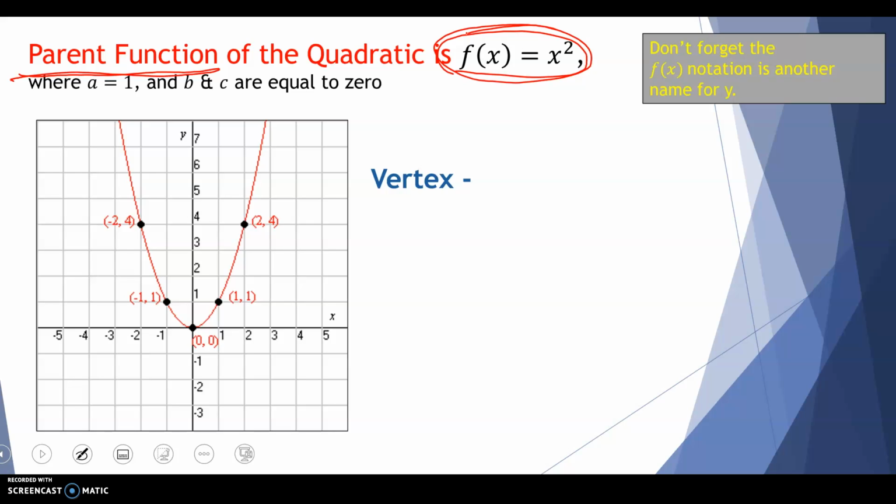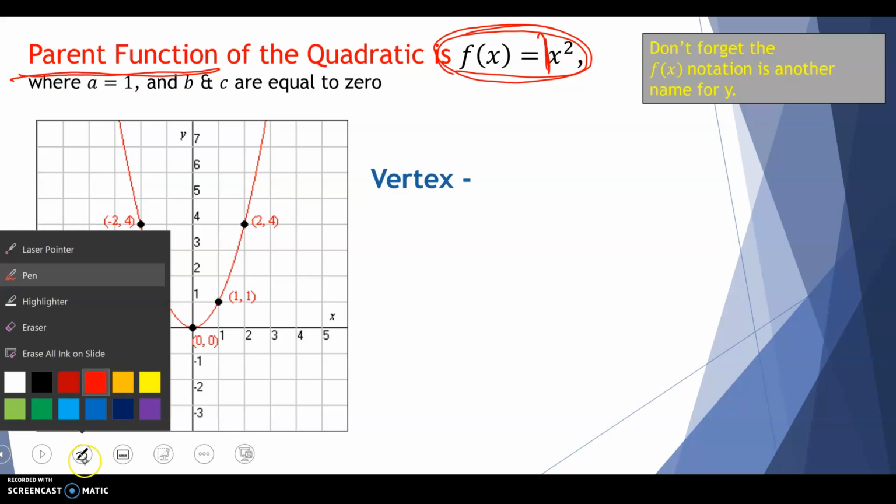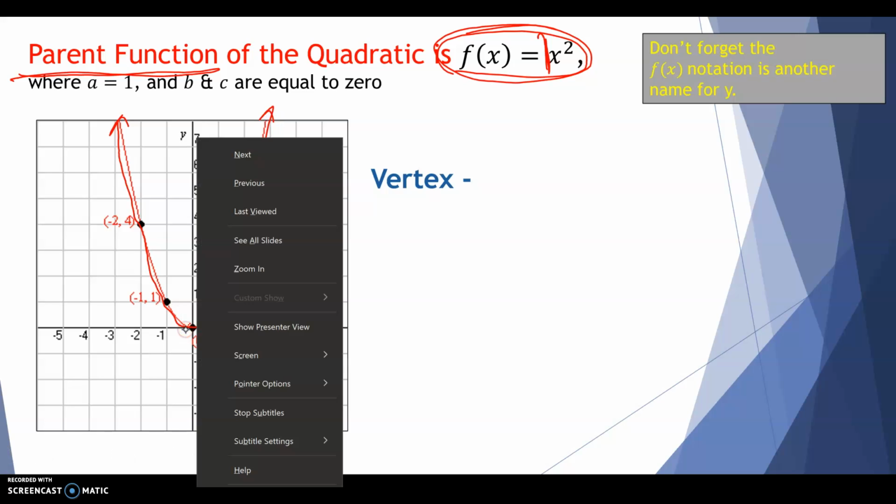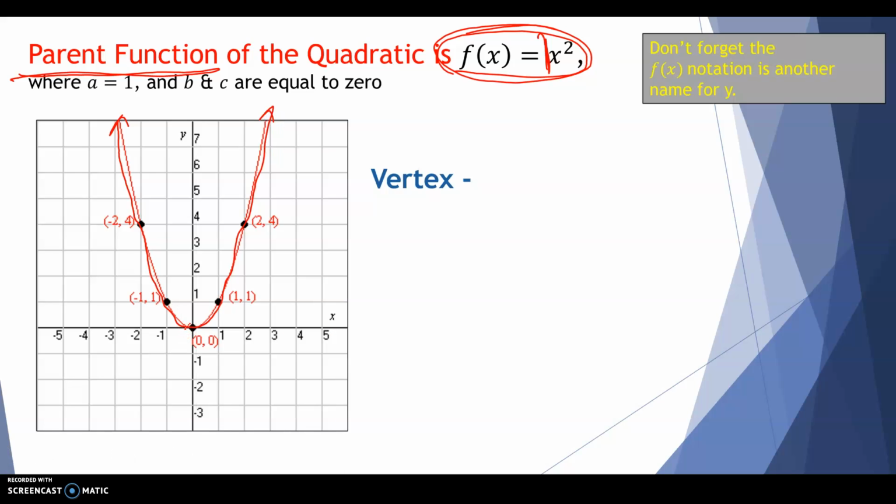Now, if you notice, your a was 1, obviously right here, and your b and c are all equal to 0, because clearly you don't see them in this function. Okay, so this is our parabola. This is our parent parabola. The parent parabola always goes through 0, 0. Okay, and then obviously it goes through several other points.